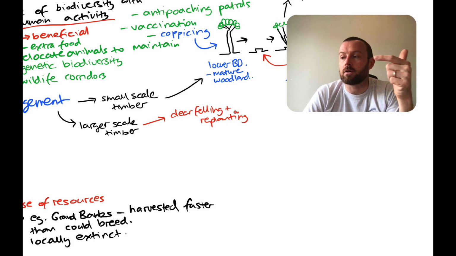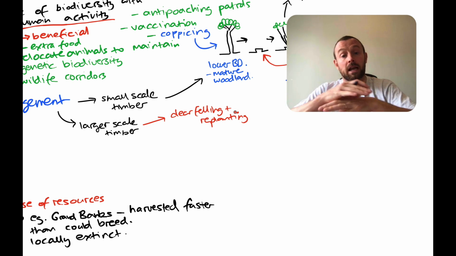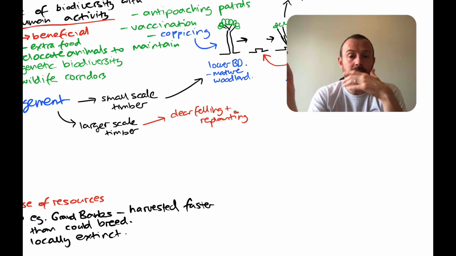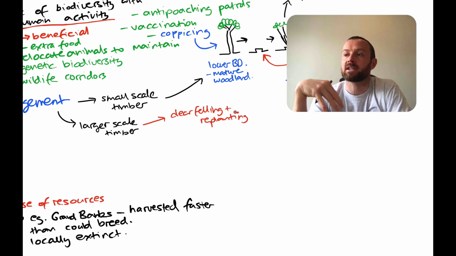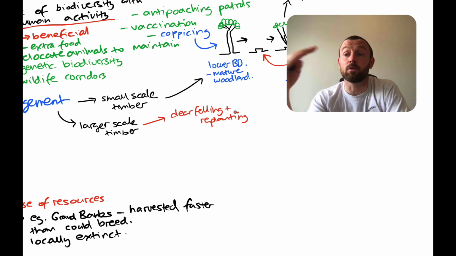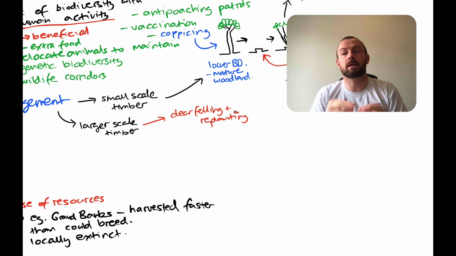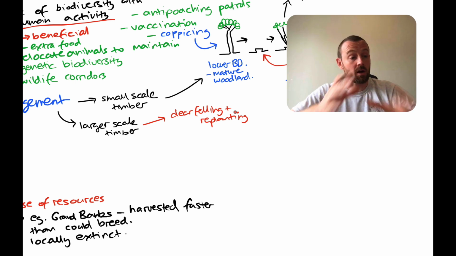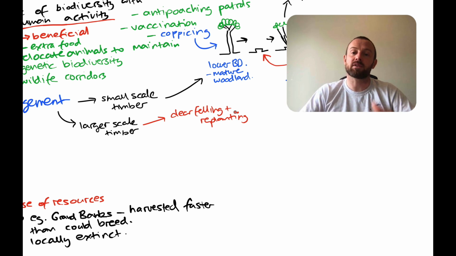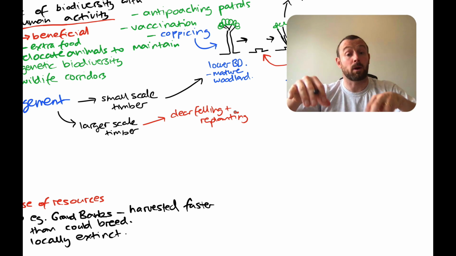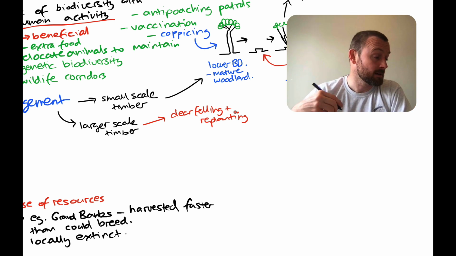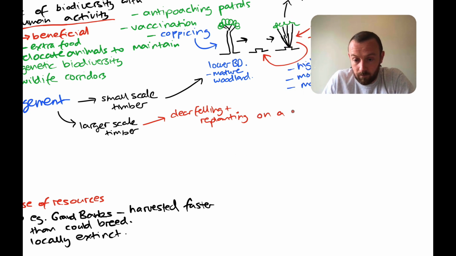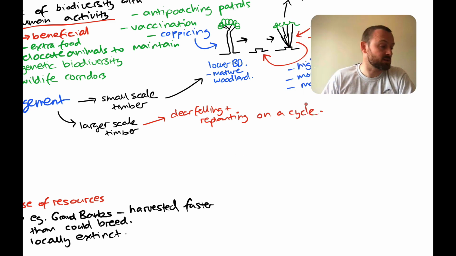on a cycle. So they choose which bits of forest to clear cut, they take all the wood out and they just leave the tiny little saplings. But then 20 or 30 years later, those saplings have matured to be full trees again. Sometimes there needs to be a little bit of management in the middle stages, but the idea is that you cut down a forest and either you allow the saplings to regrow or you actually go in and replant. So clear felling and replanting on a cycle. And that's sustainable because the trees will grow back.